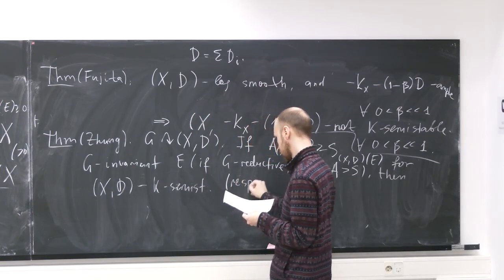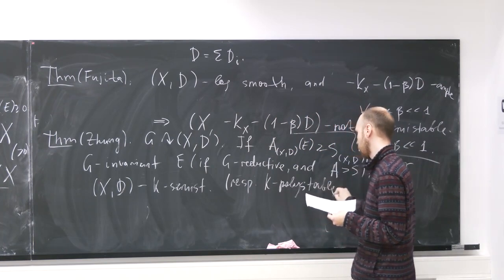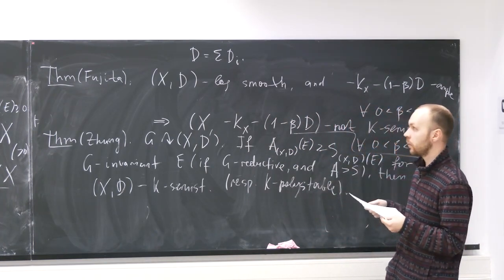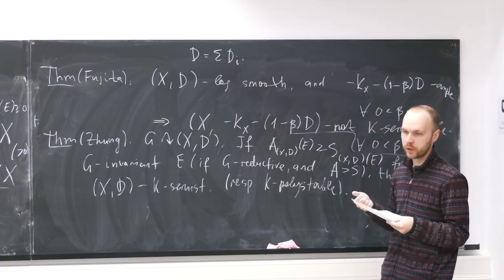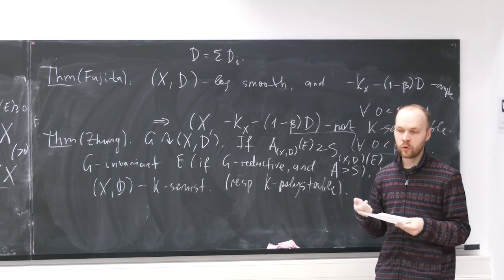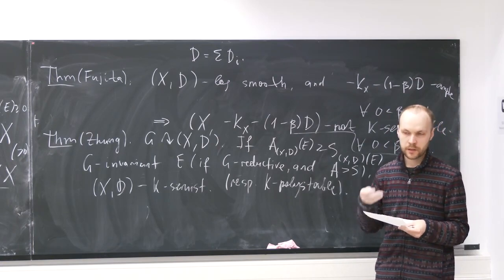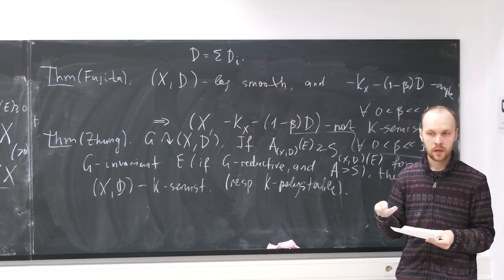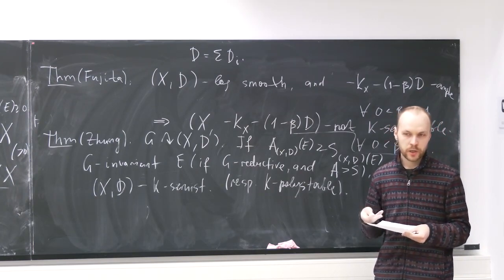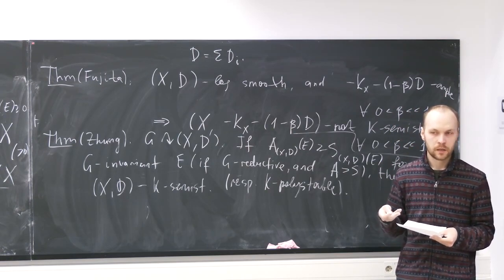respectively K polystable. So, well, let me comment on how, using this classification, we can decide whether a given pair is K semi-stable or not. Well, we can try natural candidates, namely divisors on X. For example, the components of the boundary delta, and usually one of the components of the boundary destabilizes the pair.